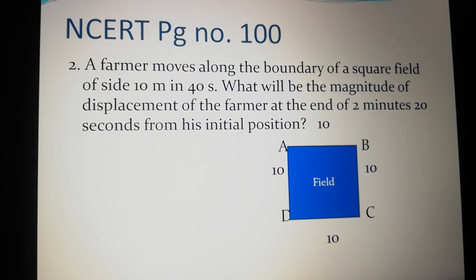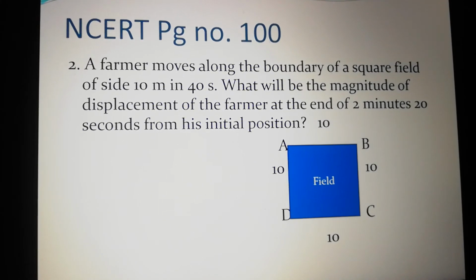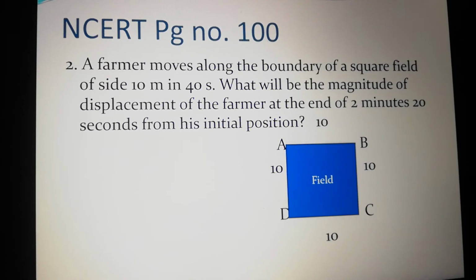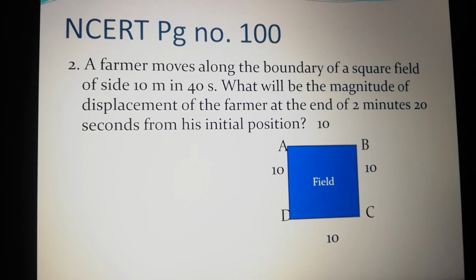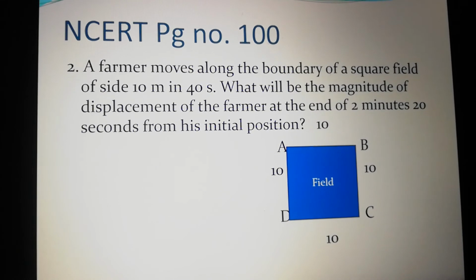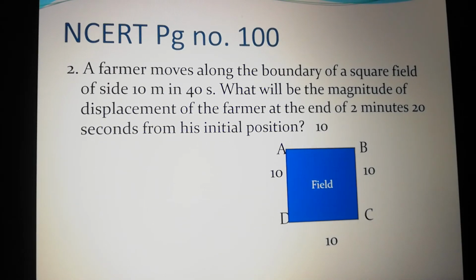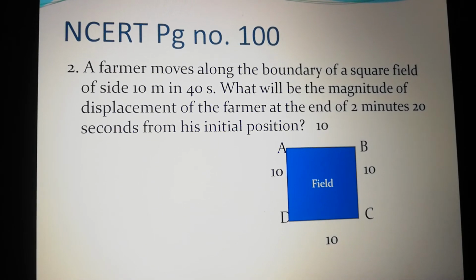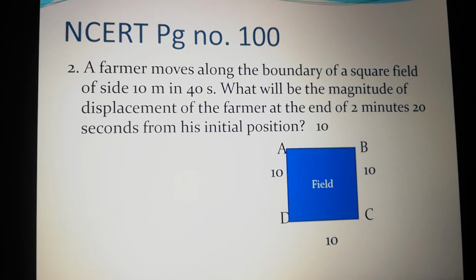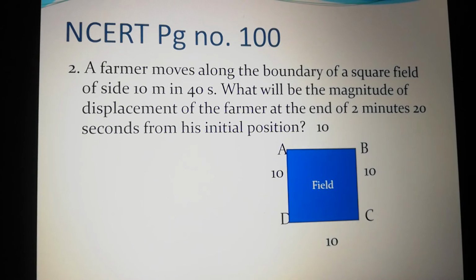So this is the figure of a square field. And now here one more thing: many of you might confuse yourself with the first sentence. What is the first sentence of the question? A farmer moves along the boundary of a square field. Along the boundary means I have pointed it out as points A, B, C, D. Of side 10 meter. If one side is 10 meter, obviously as it is a square field, all the sides will be 10 meter. And he is completing it in 40 seconds.